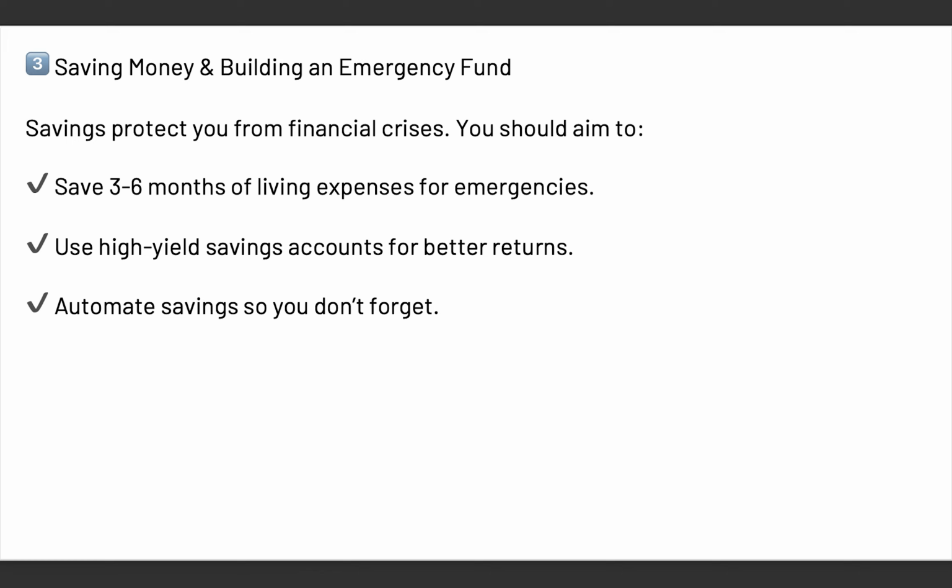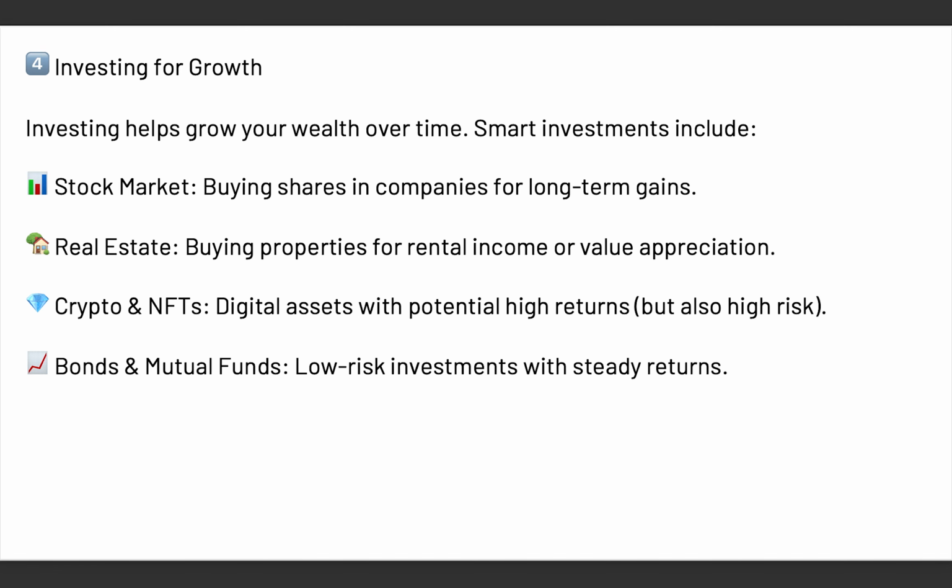And then the third one is to automate savings so you don't forget. This is very, very important. Make sure you automate your savings so that maybe at the beginning or at the end of every month, a particular amount will be deducted from your bank account or from your card to your savings account. I hope you understand that. So that's the third aspect of personal finance. Now, the fourth aspect is investing for growth.